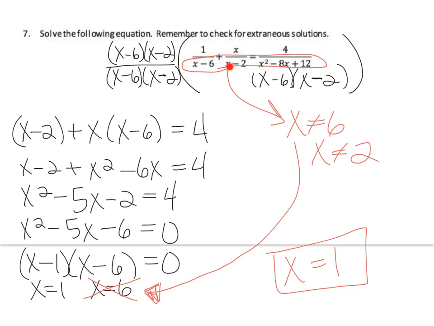Check your extraneous solutions. X cannot equal 6 and x cannot equal 2 because then I would be dividing by 0. So this answer is irrelevant and I get an answer.